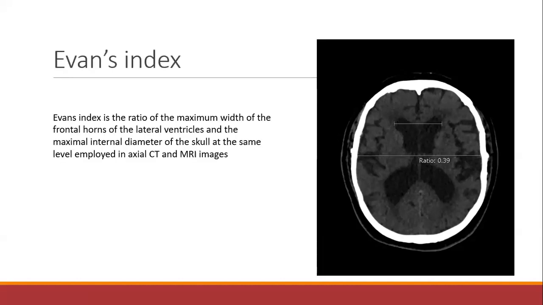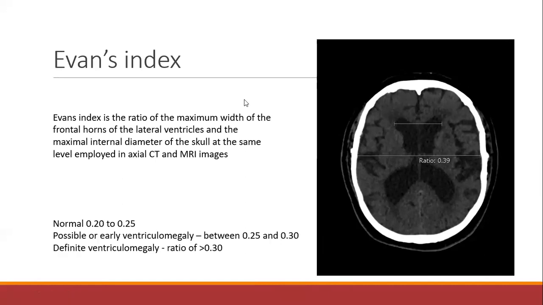Okay. So this is Evans index. Here, the first measurement is the maximum width of the frontal horn of the lateral ventricle, and the maximum internal diameter of the skull at the same level, that you can take in a CT or even in an MRI image. Normal is 0.2 to 0.25. Early ventriculomegaly is between 0.25 and 0.3. Definite ventriculomegaly when the ratio is more than 0.3.